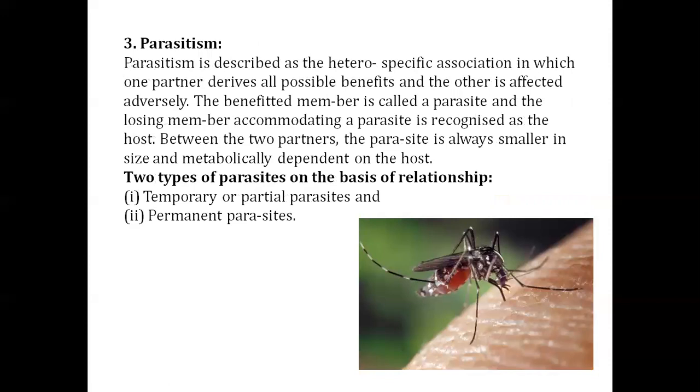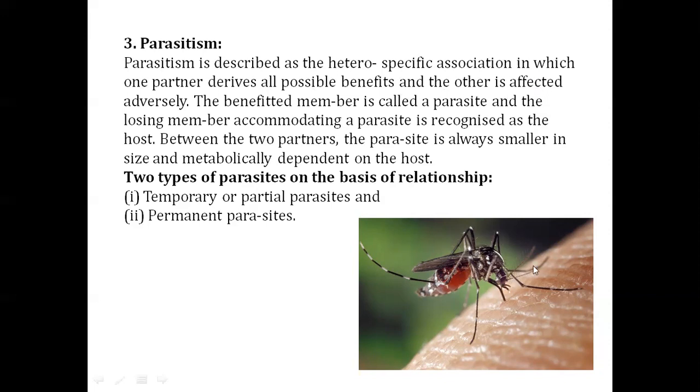Now we are going to discuss parasitism. Parasitism, you know, the parasites like a tick in the hair or a mosquito, or here in the example you can see these are the parasites, or some tapeworm in our digestive system, different types of worm. These are the parasites. So parasitism is described as the heterospecific association in which one partner derives all possible benefits and the other is affected.